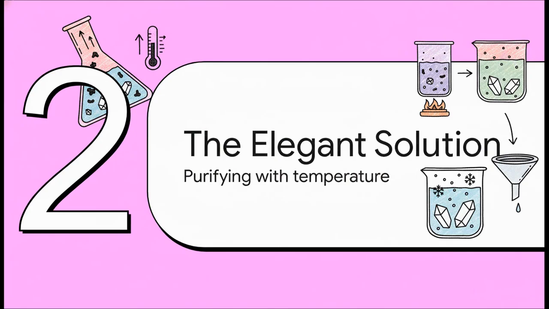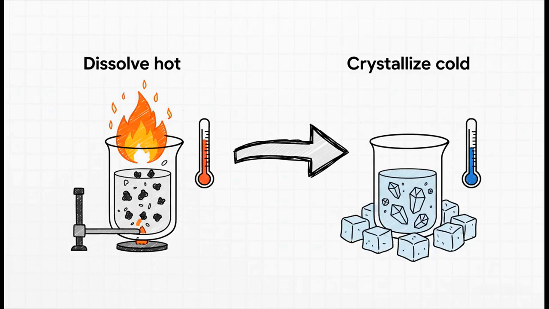So how do we tackle this? Well, enter recrystallization. It is such an elegant solution. The core idea is incredibly simple, but wow, is it powerful. We're basically going to use temperature to convince our desired compound to separate itself out from all that other junk. Honestly, if you remember just one thing from all of this, make it this sentence. Dissolve hot, crystallize cold. That is the mantra of recrystallization. It all works because we're exploiting a simple fact. The solubility of most solids goes way, way up as you increase the temperature.